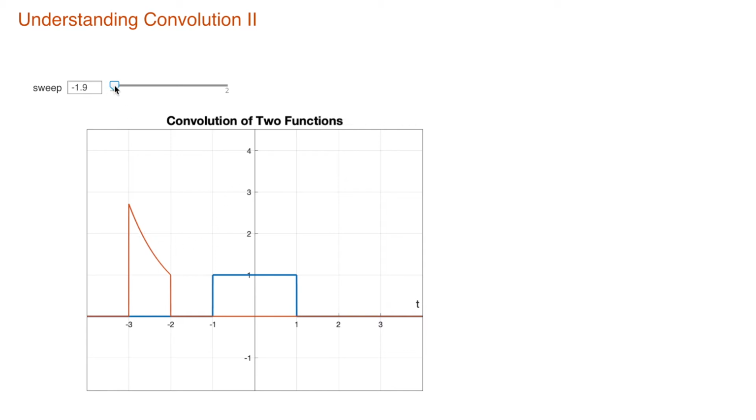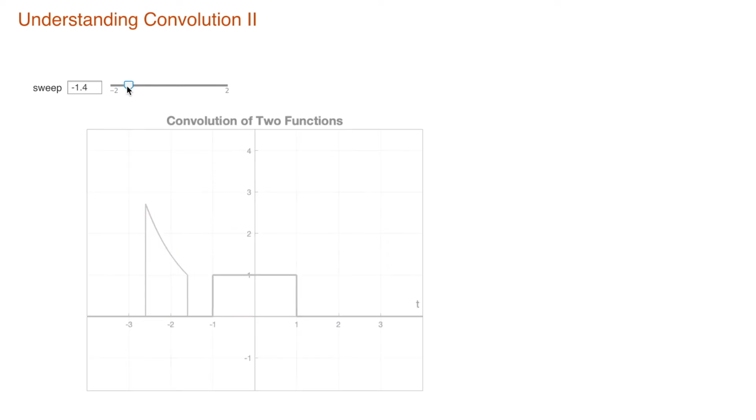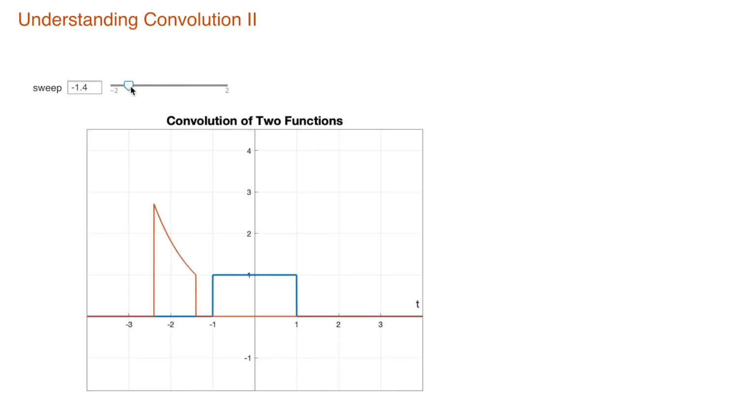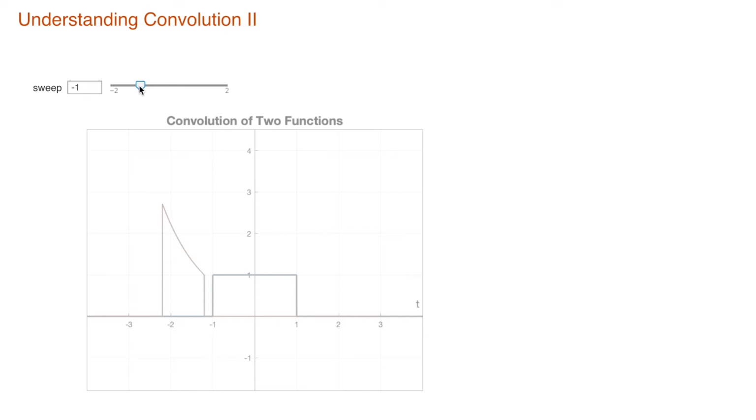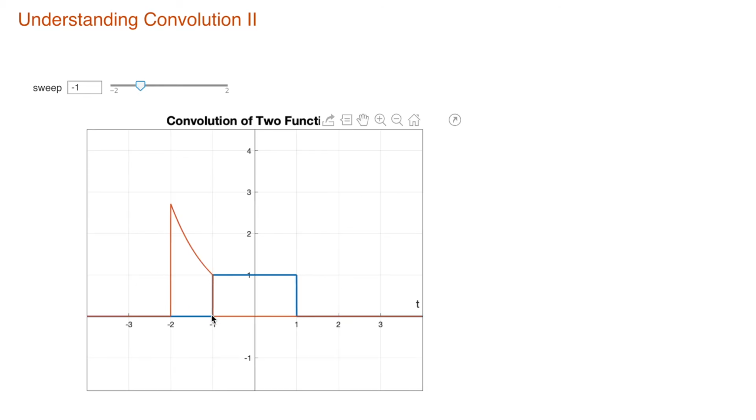So as we move t to the right, at minus 1.6, this should move to the right. There we go. And the convolution, the area of overlap at this point, just over here, is 0, because there's no overlap yet. So let's keep moving to the right. Minus 1.4, still no overlap. Minus 1.2, still no overlap. And when we get to minus 1, that's where they begin to overlap. So we can see here that the convolution function at minus 1 is going to be 0.